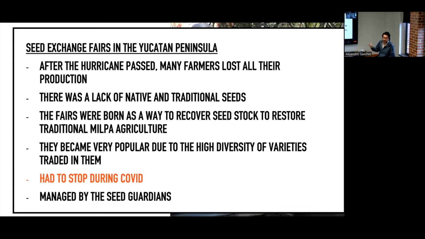They care a lot about their maize, about their corn, about their tortillas. I ate like 200,000 tortillas when I was there. It was incredible. But they had to stop the fairs during COVID, of course. And they're managed by seed partners.